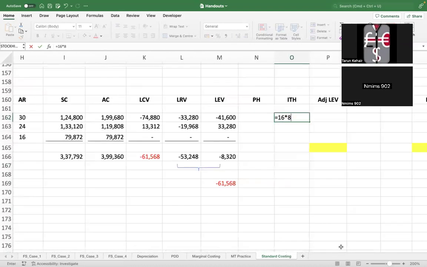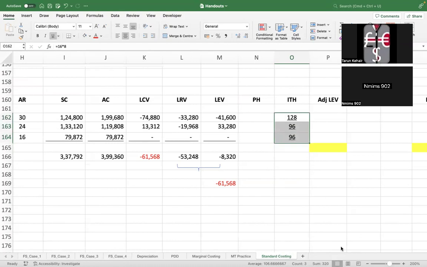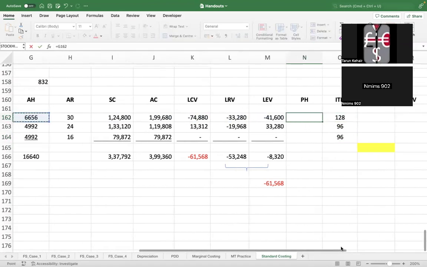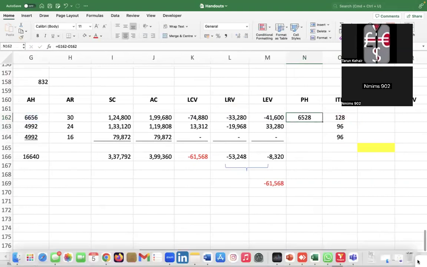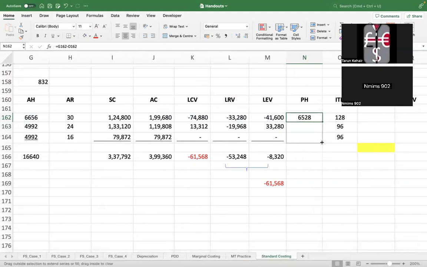So 16 into 8, 16 into 6 and 16 into 6. क्योंकि स्टैंडर्ड में तो थोड़ी लॉस होगा. जितना एक्चुअल लेबर ने नुकसान किया है वो हमको देखना है. So 16 hours per labor into actual number of labor. So this is your idle time hours. From our actual hours, we will reduce our idle time hours to get to our productive hours.